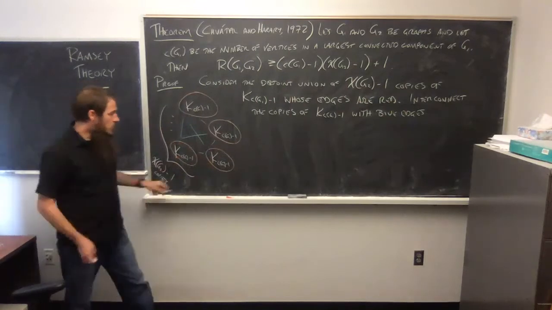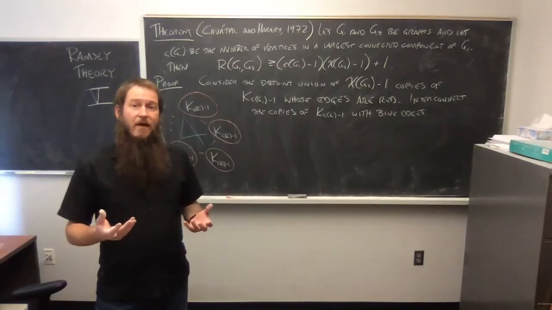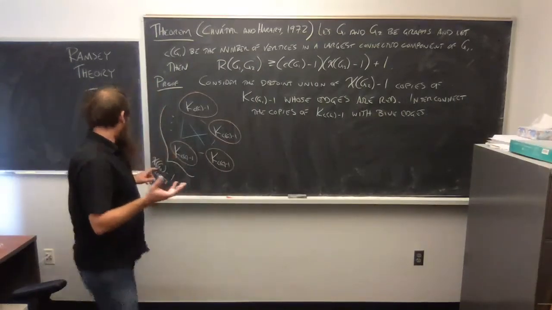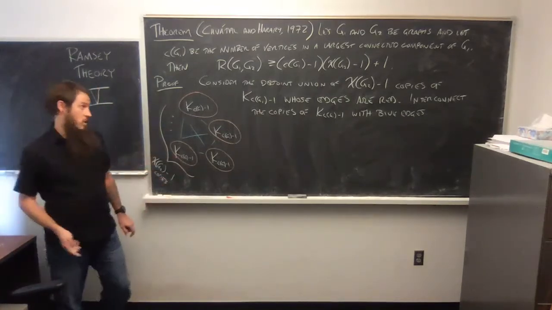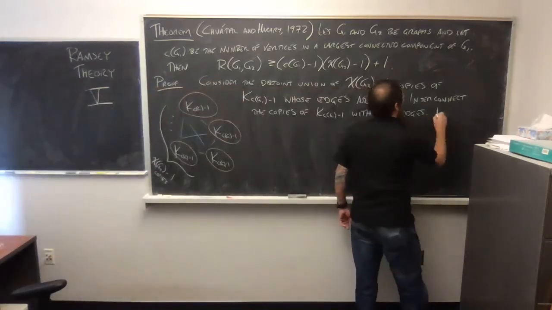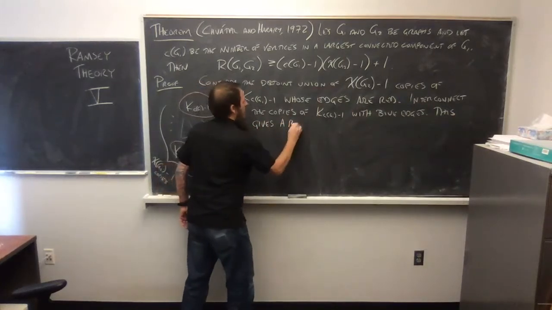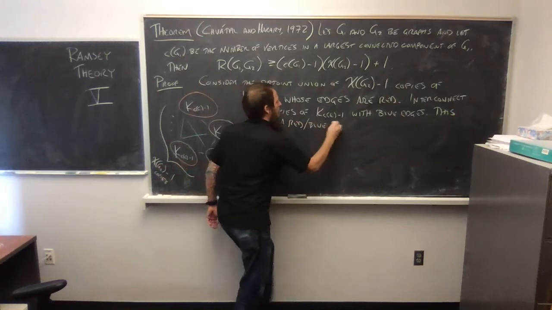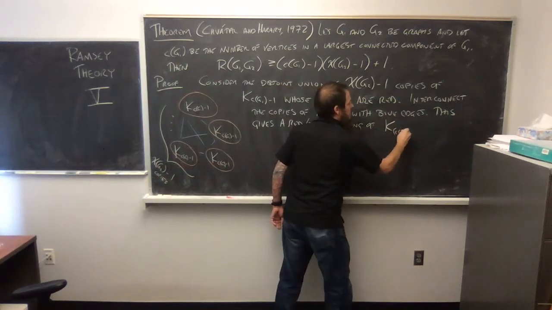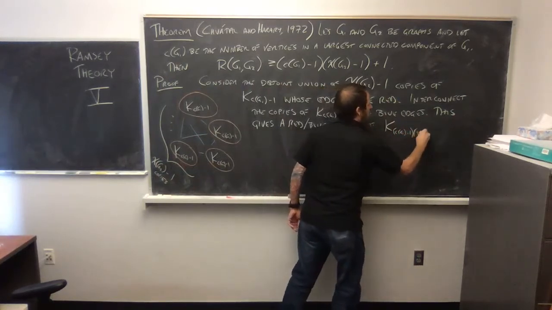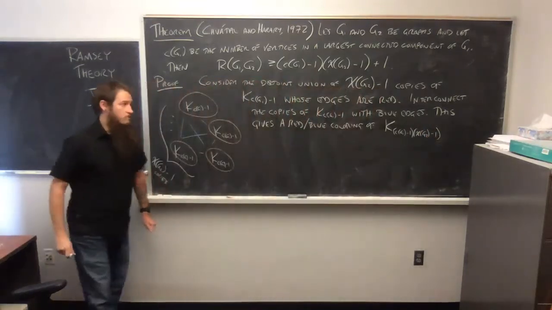Now, at this point, what we've created is a complete graph, a K sub c of G1 minus 1 times chi of G2 minus 1. So this gives a red-blue coloring of K sub c of G1 minus 1 times chi of G2 minus 1.